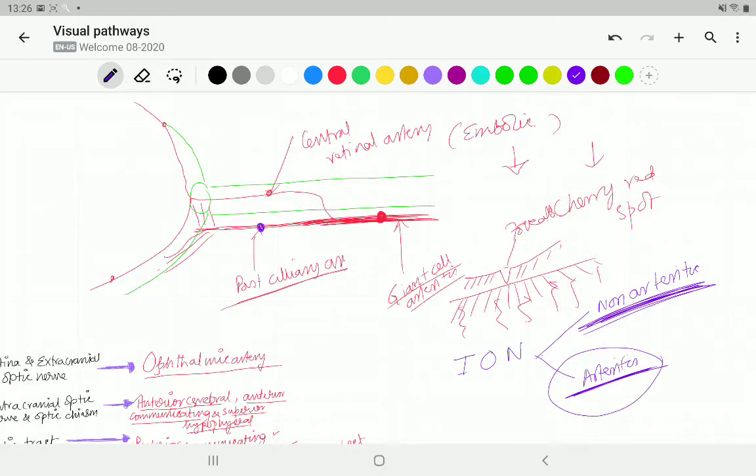In that case, again, they will have history suggestive of giant cell arthritis as discussed before. So I hope it is clear. So if a patient has got involvement of the central retinal artery, the symptom will be loss of vision in that eye completely, and obviously the light reflex will be lost.